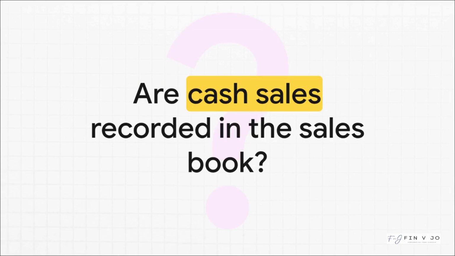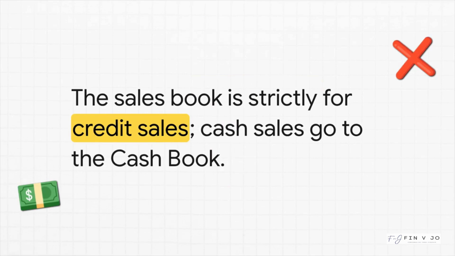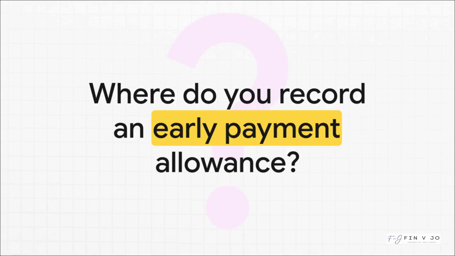Okay, next question. Let's flip things over to the revenue side for a second. True or false? Cash sales are recorded in the sales book. Come on, apply that exact same logic we just used for purchases, but in reverse. False again. Just like the purchases book is for credit purchases only, the sales book is strictly for credit sales. If cash changes hands immediately, that transaction completely bypasses the sales book and goes straight over to the principal cash book.